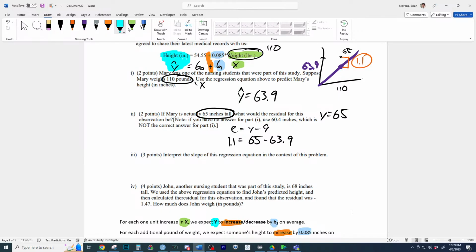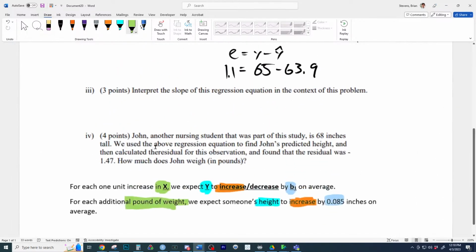We expect height. And there we go. And I usually put the context for the unit: for each additional pound of weight, we expect someone's height to increase by 0.085 on average. Marking the notation makes that a lot easier, and just knowing where to find those values. Okay, so last one here.